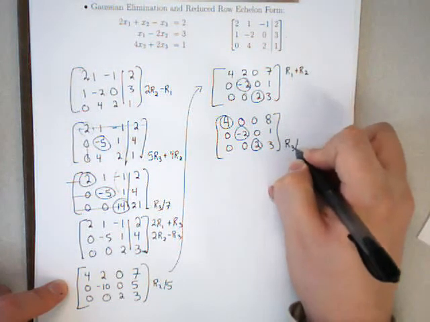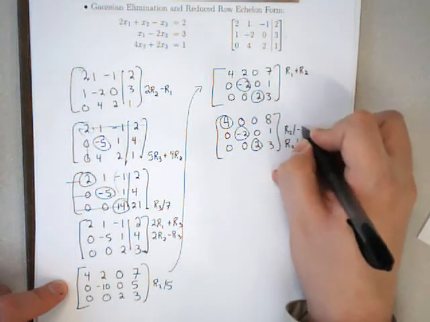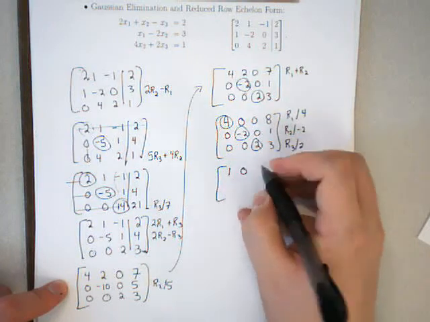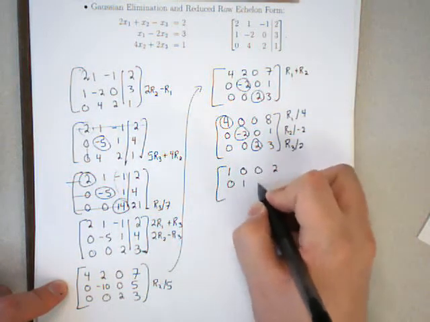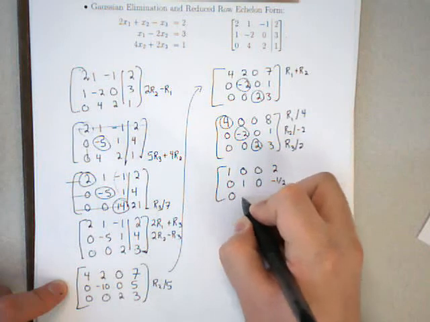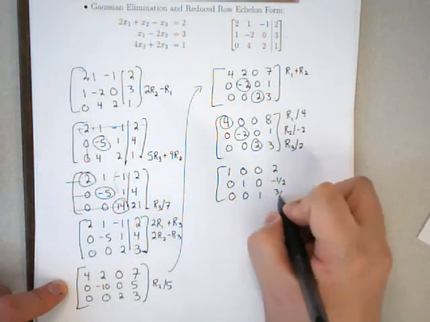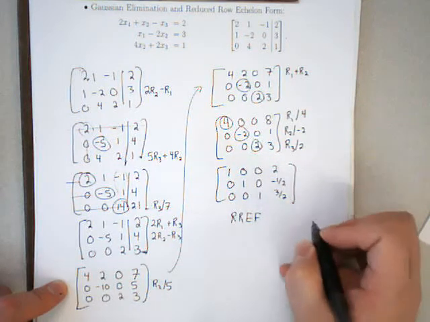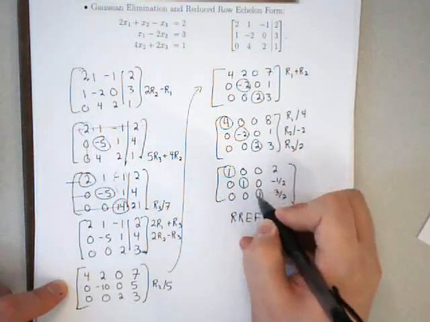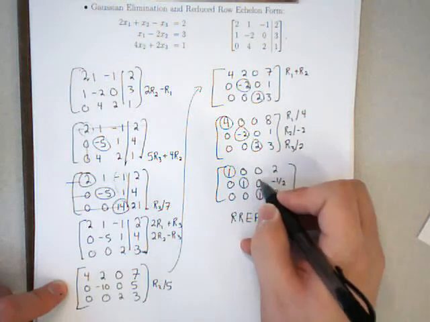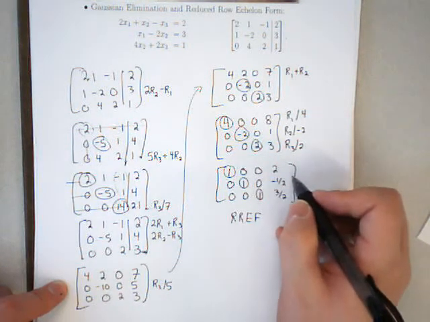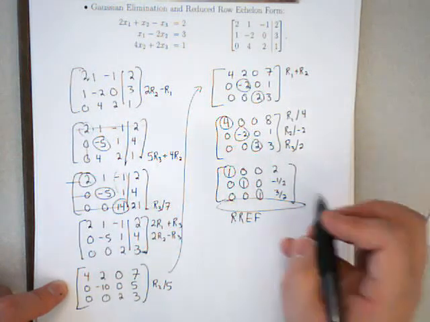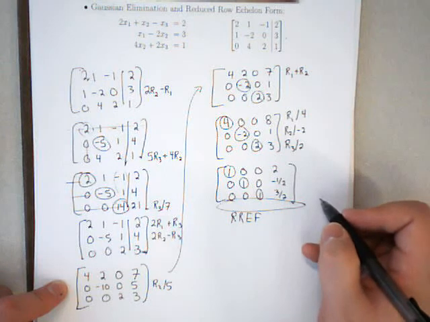So we'll take row 3 and divide it by 2. We'll take row 2 and divide it by negative 2. And we'll take row 1 and divide it by 4. Doing so gives us 1, 0, 0, 2, 0, 1, 0, negative a half, and 0, 0, 1, 3 halves. This matrix is in reduced row echelon form because the pivots march down to the right. Above and below each pivot are zeros. And any rows of zeros, there aren't any in this case, but rows of zeros have to appear at the bottom. And each of the pivots actually contains a 1 in its spot.